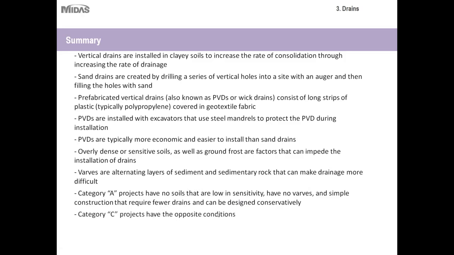Category C projects have the opposite conditions. A Category C project would have soils that are very dense, very hard for seepage to occur in, with lots of varves, which would affect the drainage, and complex construction. So these would require more drains, longer drains as well, and they need to be designed more carefully.